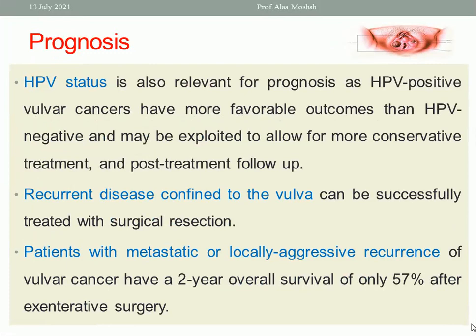Human papilloma virus status is also relevant for prognosis, as human papilloma virus positive vulvar cancers have more favorable outcomes than human papilloma virus negative ones, and this may be exploited to allow for more conservative treatment and post-treatment follow-up. Recurrent disease confined to the vulva can be successfully treated with surgical resection. Patients with metastatic or locally aggressive recurrence of vulvar cancer have a 2-year overall survival of only 57% after exenterative surgery.